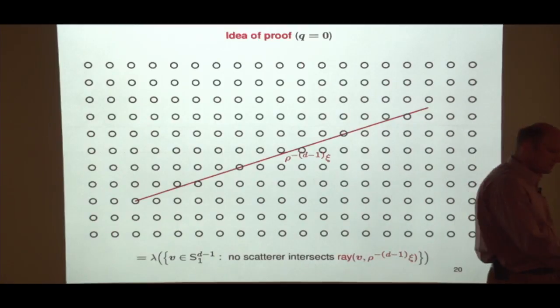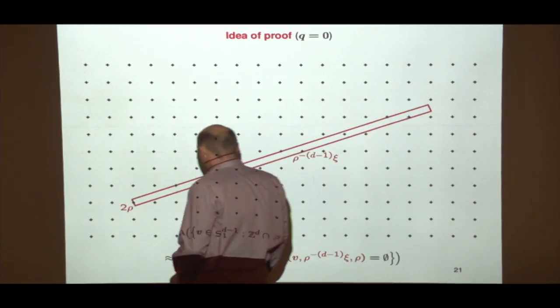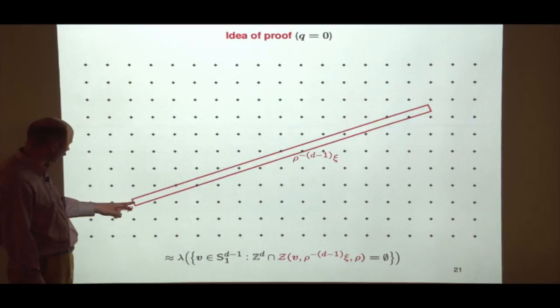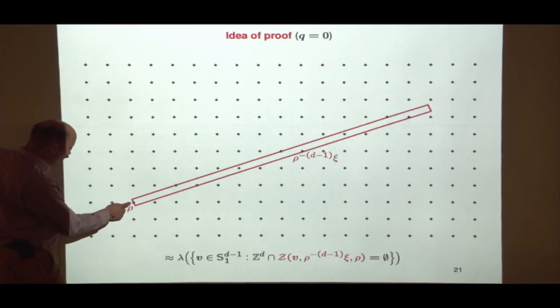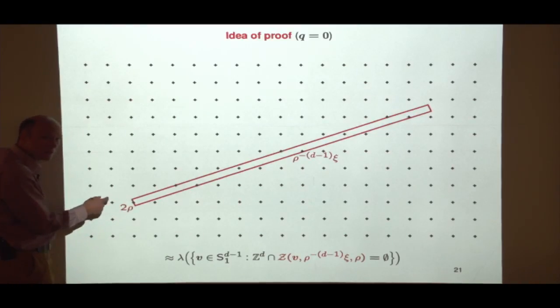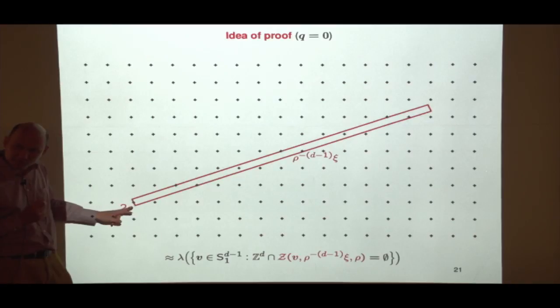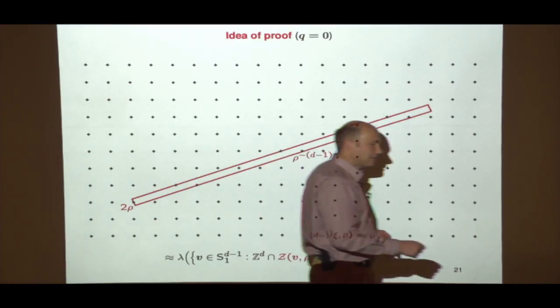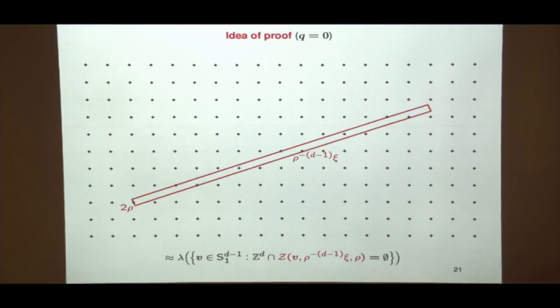Now, up to a small error, this is the same as asking, is there any lattice point in this cylinder? Now, the little error comes in because this cylinder should really have caps here. But because we're interested in the limit of small rho, we can neglect this. Of course, you need to prove that the probability that there's anything in there is small. But that we can do. So now it becomes a lattice point question. We are interested in the set of directions for which no lattice point intersects this cylinder.